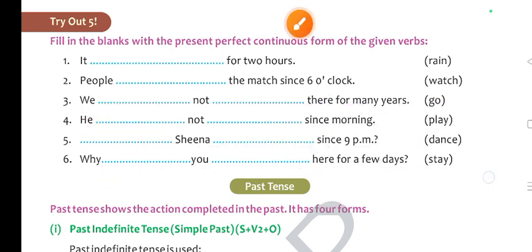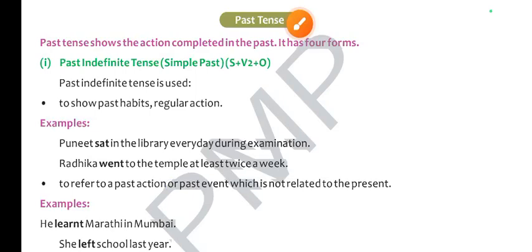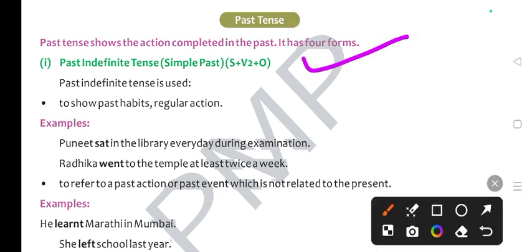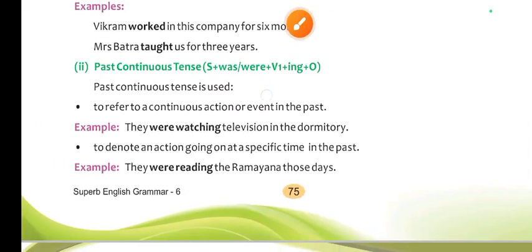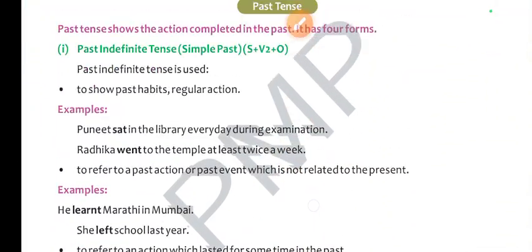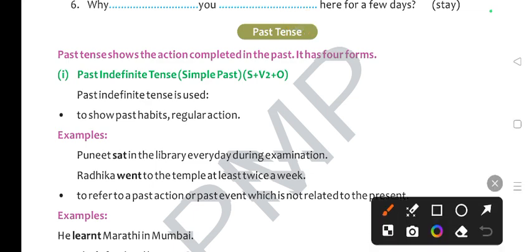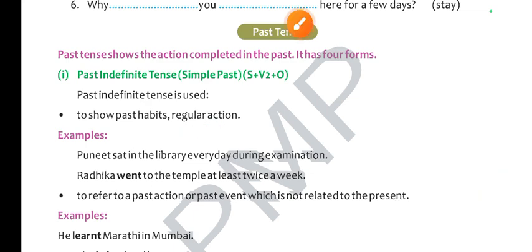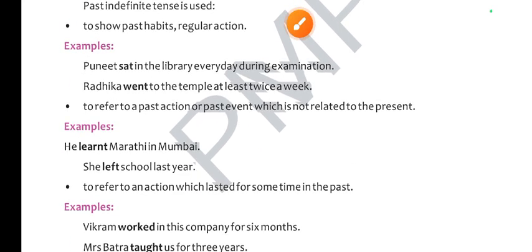Past tense shows the action completed in the past. It has 4 forms. Okay, so that is past indefinite tense, simple past, subject plus verb second form plus object. Understood? So yes, just go through the example. I'm just telling you in brief. Like past indefinite tense is used to show past habits and regular action as well. Like Puneet sat in the library every day during examination. Radhika went to the temple at least twice a week.